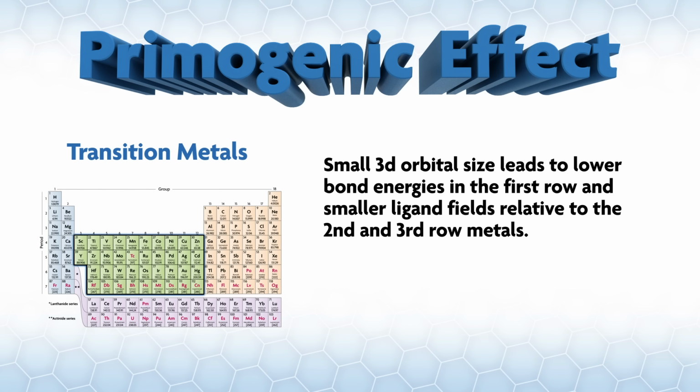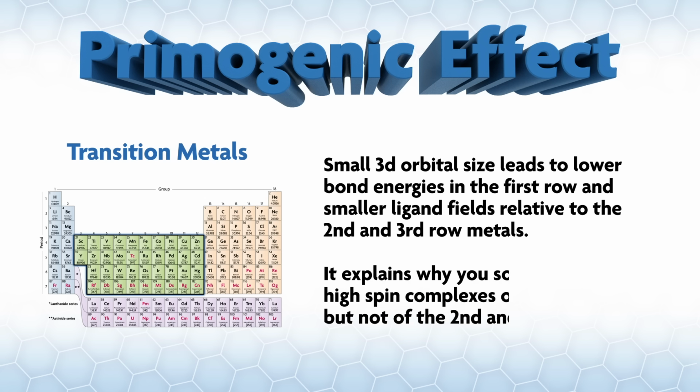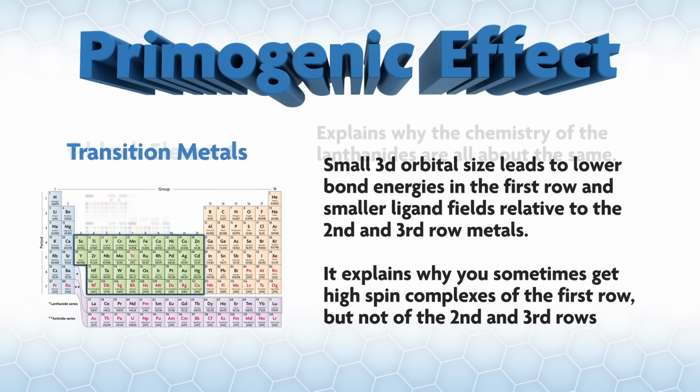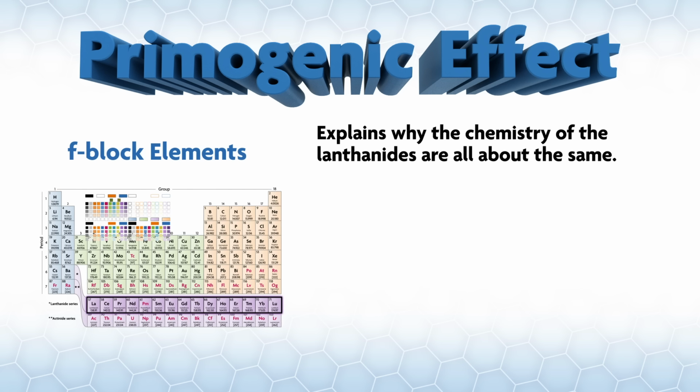For the transition metals, the small 3d orbital size leads to lower bond energies in the first row and smaller ligand fields relative to the second and third row metals. So it explains why you sometimes get high spin complexes of the first row, but not of the second and third rows. For the f block, it explains why the chemistry of the lanthanides are all about the same.